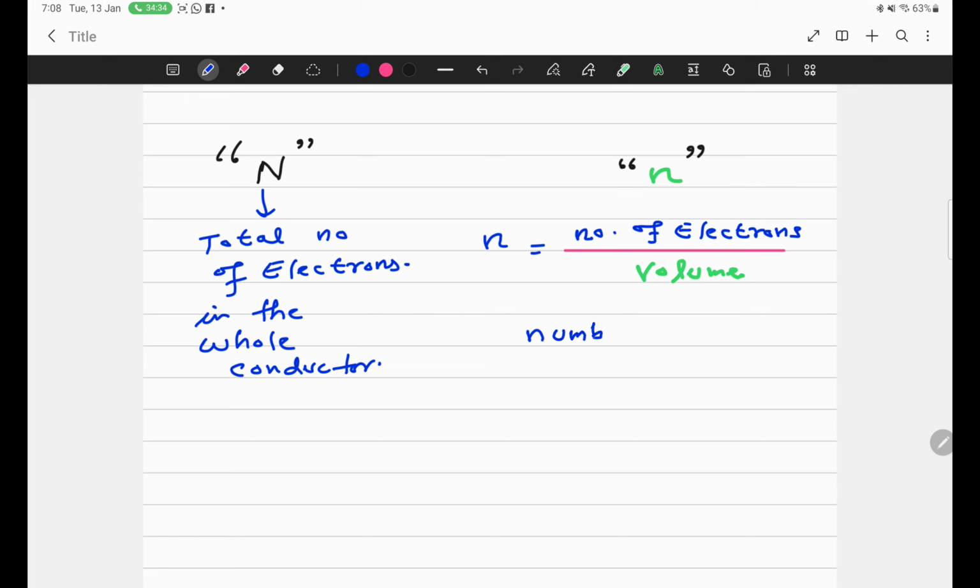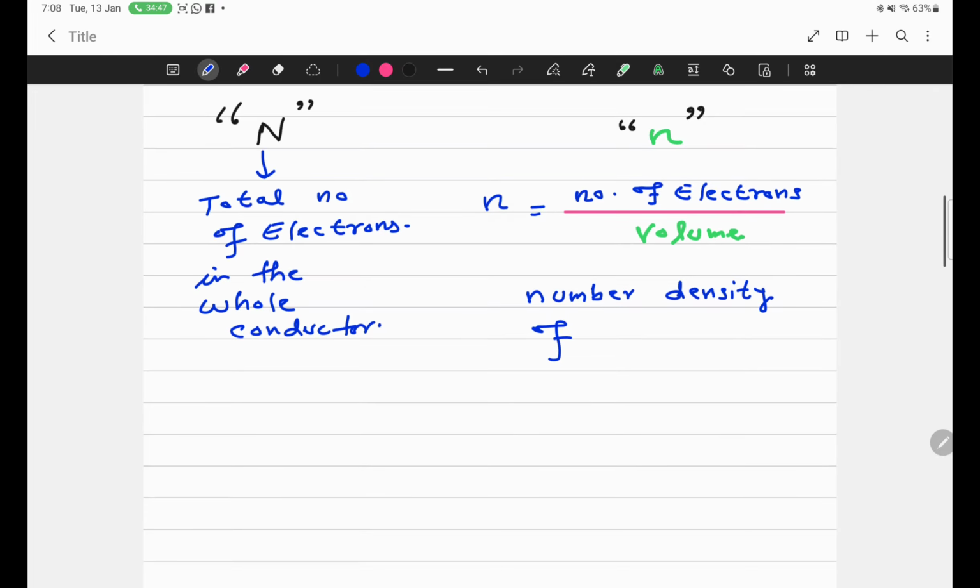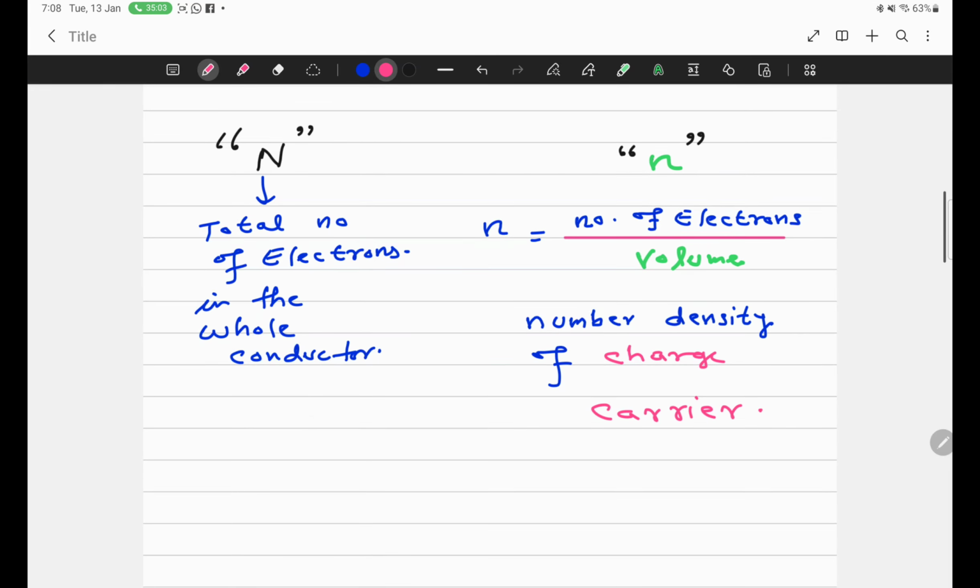Small n is number density of electron. No, no, no. We cannot use the term electron. In current electricity, we use term electric charge, or charge carrier. So I'm repeating and Simra will explain.